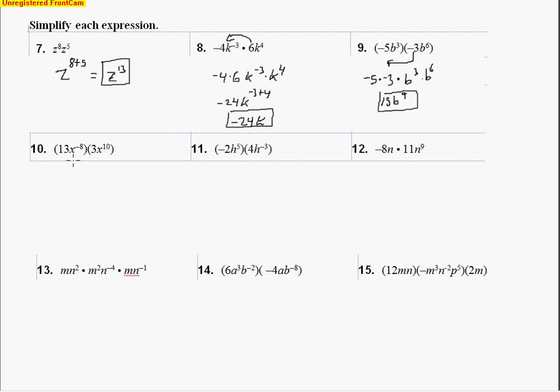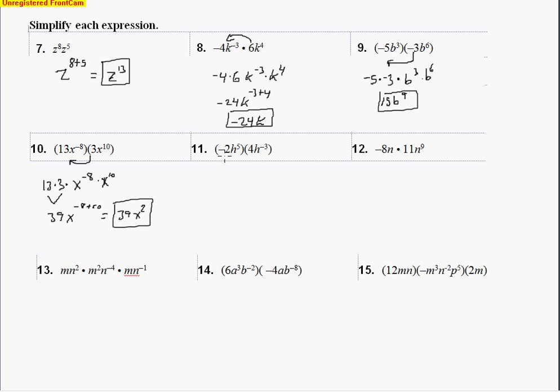Moving on to the next one, I move that 3 next to the 13, so that gives me 13 times 3. And then I count up the x's. x to the negative 8th times x to the 10th power. And so I count them up. Well, first of all, multiply here, 39. And then x to the negative 8th plus 10 gives me 2. So 39x to the 2nd power.